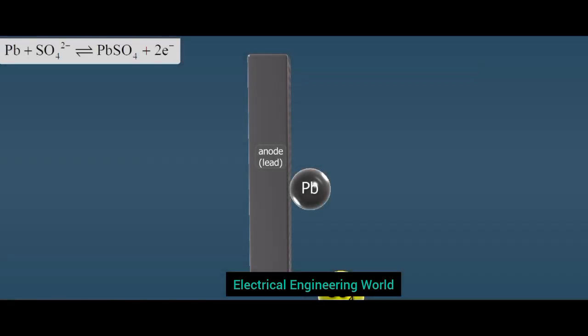During discharge, the lead plate, the anode, releases lead ions, and 2 electrons are formed. The lead ions react with the sulphuric acid to produce lead sulfate. When the circuit is closed, electrons start flowing from the lead plate, the anode, to the lead dioxide plate, the cathode, through an electrical load connected to the battery.